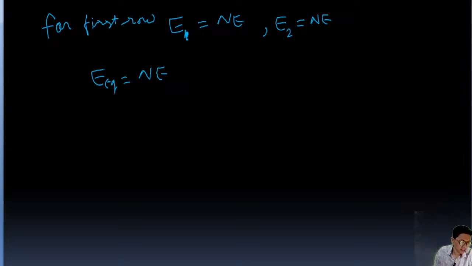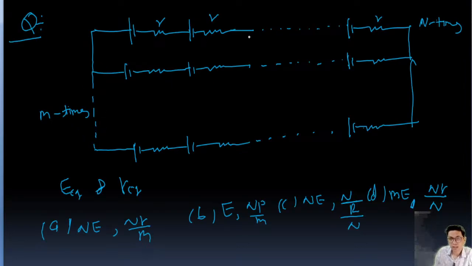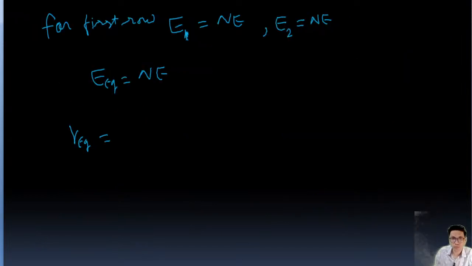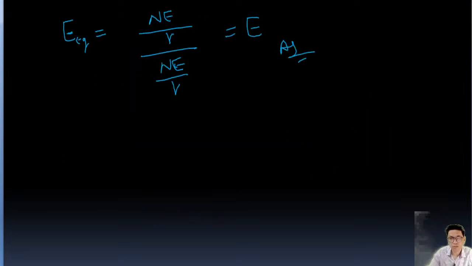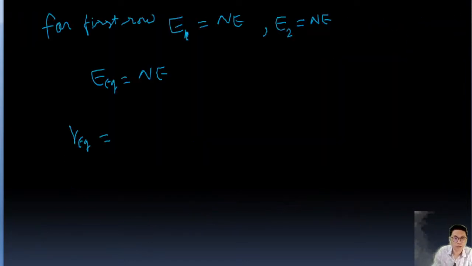Next is R equivalent we need to find. R equivalent, this is important guys. You can see there are n resistances in series, and there are n resistances in series m times. So R equivalent is going to be, as we know, R1 into R2 upon R1 plus R2. In this case it is a very important step. So this is going to be NR upon M.